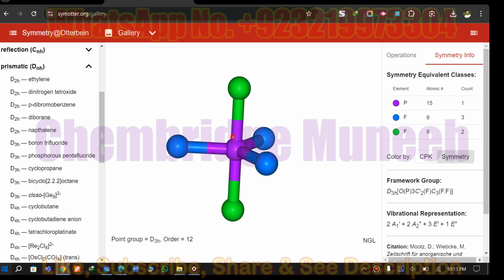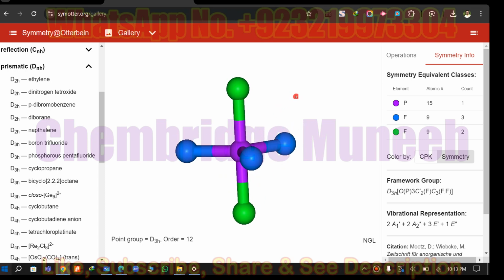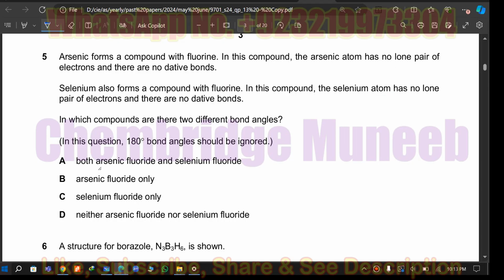Here on the screen, you can see this is the structure of the arsenic compound when it forms bonds with fluorine. Basically, arsenic is present in group number 5A, and the other element, selenium, is present in group number 6A.